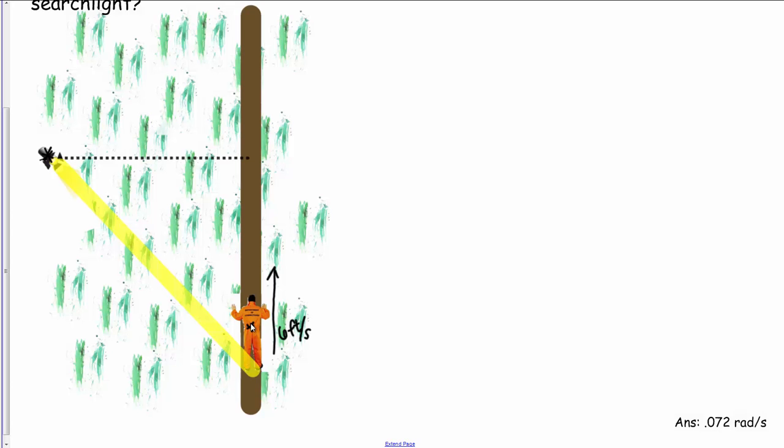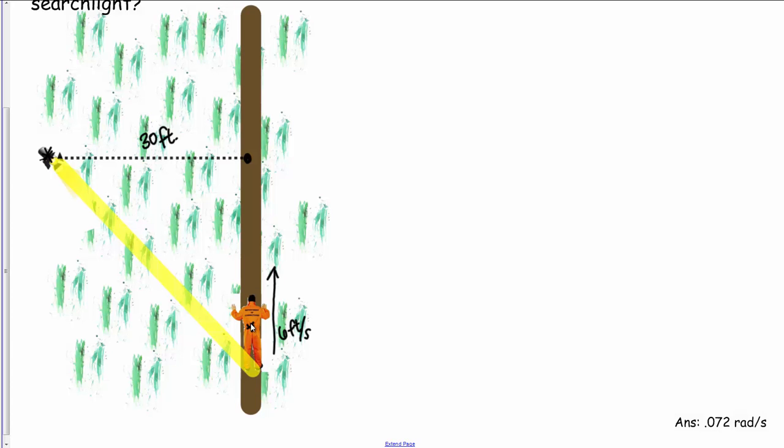A searchlight is located on the ground 30 feet from the path. Okay, so that's important, right? The searchlight is 30 feet from the path. So here's the path and the searchlight, and the distance between them we know is 30 feet. That's always 30 feet. That never changes. Okay, so what else?